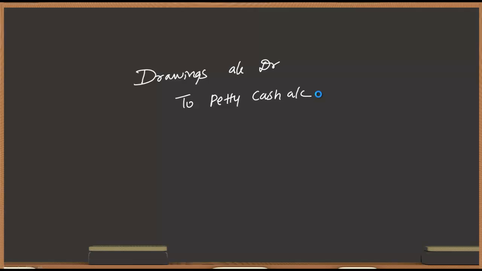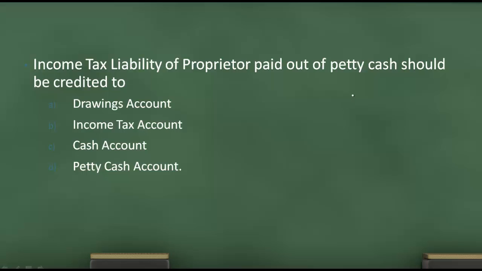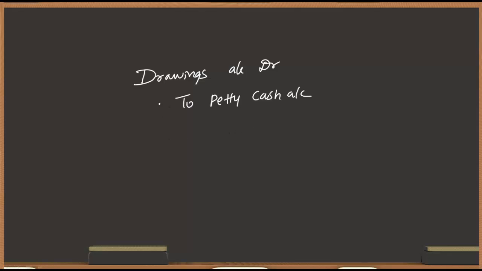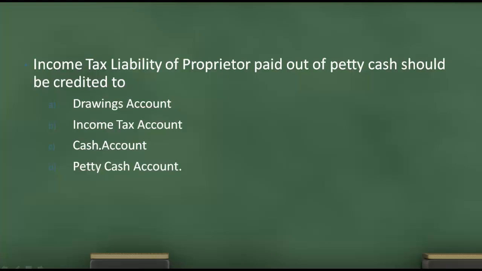Now the question is, which account should be credited? Income tax liability of proprietor paid out of petty cash should be credited to which account? What we have done is, we have credited petty cash account. So the answer is D, petty cash account.